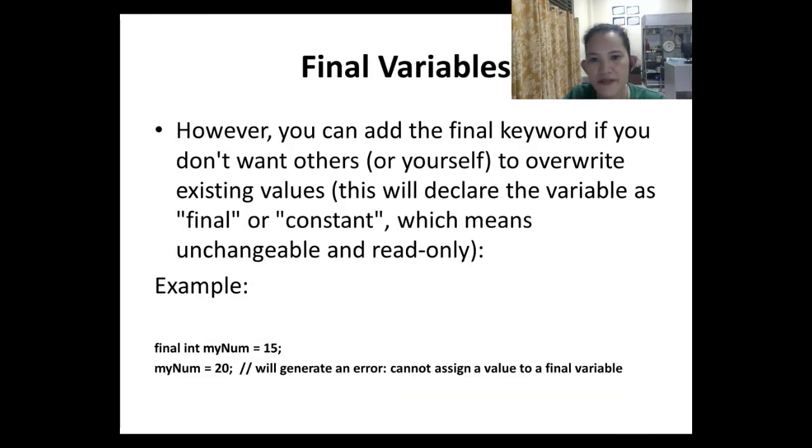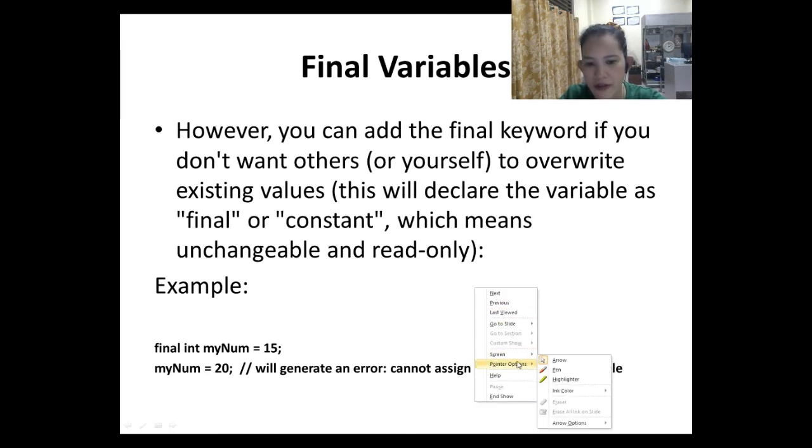Next, we have final variables. However, you can add the final keyword if you don't want others or yourself to overwrite existing values. This will declare the variable as final or constant, which means unchangeable and read-only. Example, final int myNum = 15.